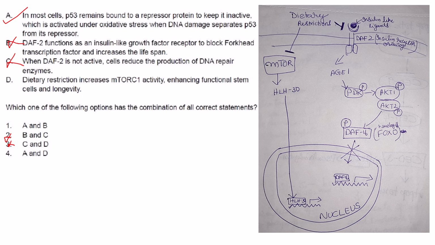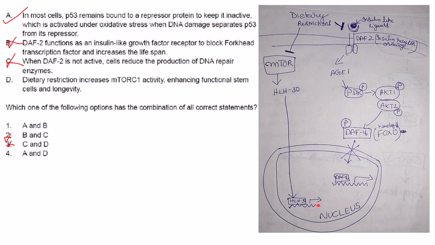Dietary restriction increases mTORC1 activity, enhancing functional stem cells and longevity. Okay. Now dietary restrictions, they decrease, see here, I have put this inhibitory mark, mTOR activity. Now there is something called autophagy and it results in promotion of longevity. Okay. Now HLH30, this one is a transcription factor that regulates the expression of genes involved in the autophagic process.